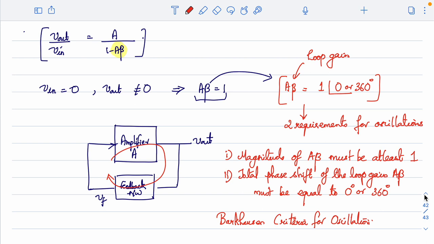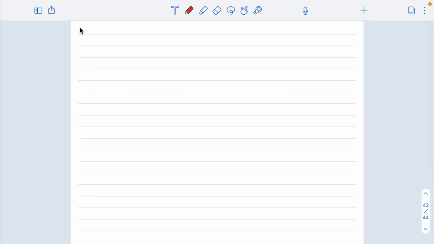Now, we'll go into the details of this further. This is the basic principle. Now we'll look at some of the oscillator types. There are different ways we can classify oscillators. We can classify them depending on the components we use, the range of frequency we get, and the waveform they generate. So I'll list out some of the criteria by which we classify oscillators.